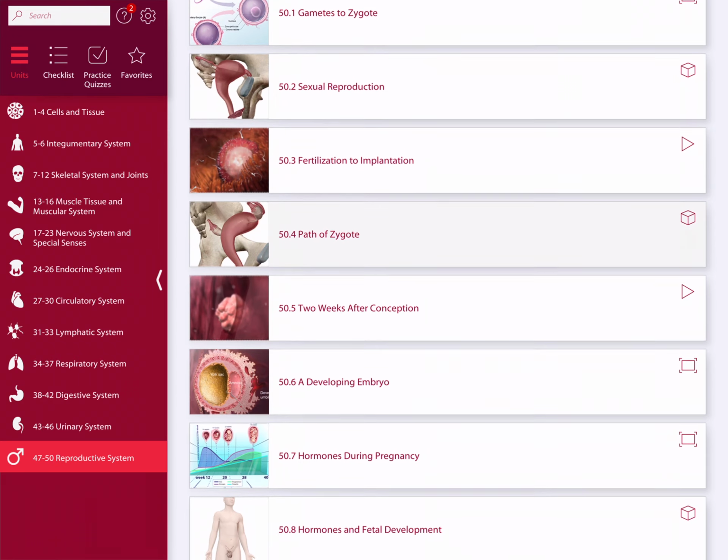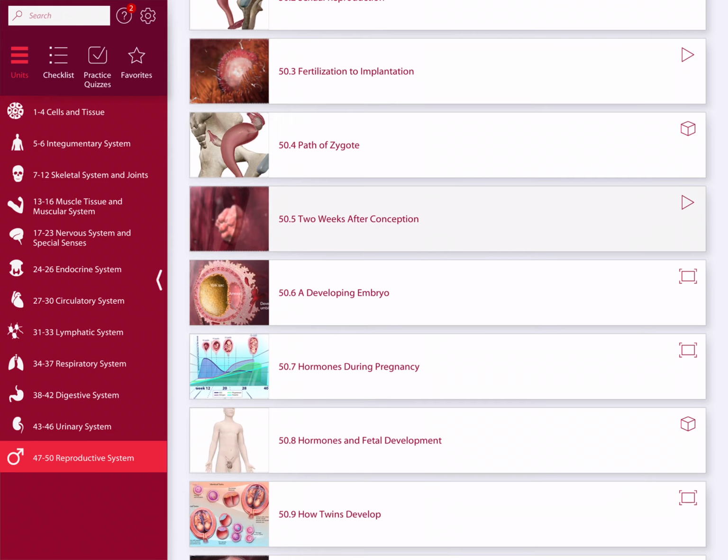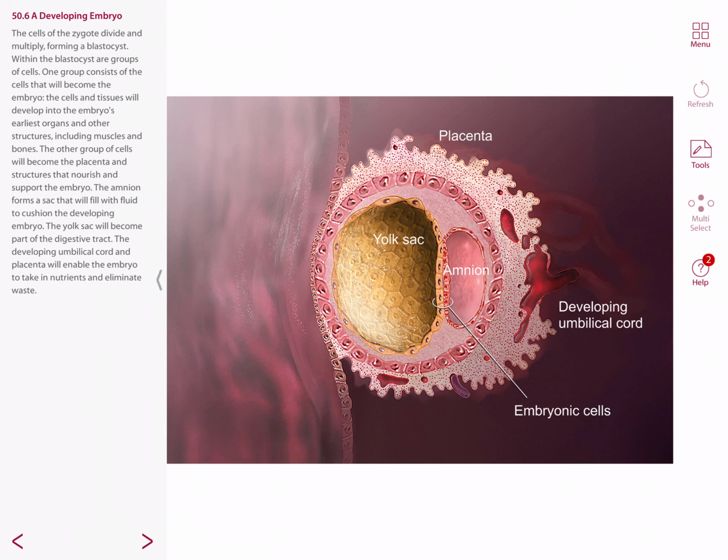There's a beautiful video on the fertilization to implantation, path of the zygote, and 2 weeks after conception. That's going to show you what different things are starting to develop. The developing embryo, this is really, really cool. It blows my mind that an organism as complex and magnificent as we are comes from two small cells. You've got the sperm and the egg, and then those unite and we form the embryo, and that embryo then goes on to form 3 different tissues, and those 3 different tissues go on to form every single organ system within the body.